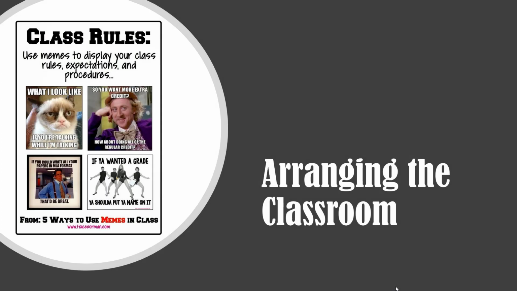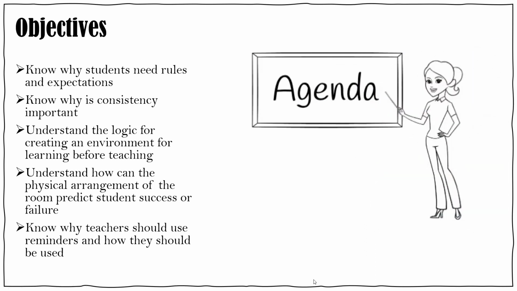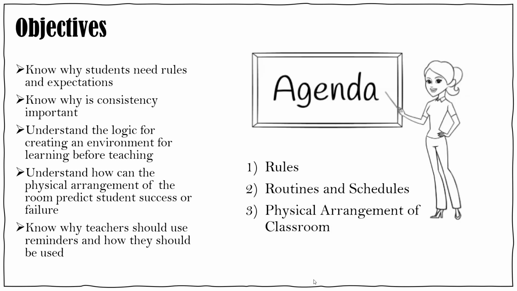Hi everybody, in this video we're going to be talking about how to arrange the classroom in a way that you can prevent challenging behaviors from occurring and set your students up for success. So in this video our objectives are here to the left, and then for our agenda we're first going to talk about rules, then routines and schedules, and then the physical arrangement of the classroom.